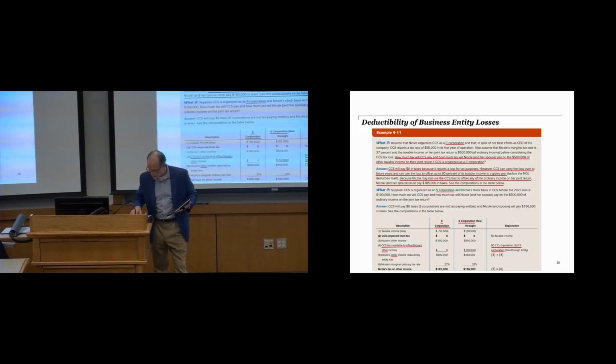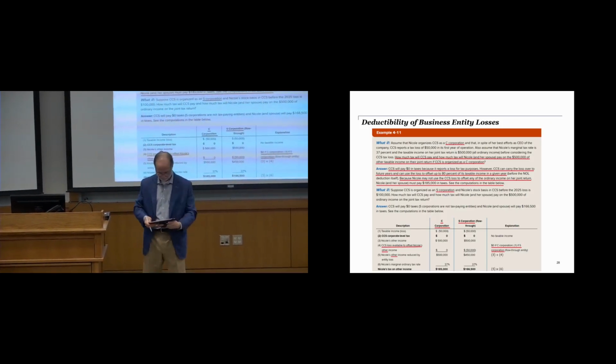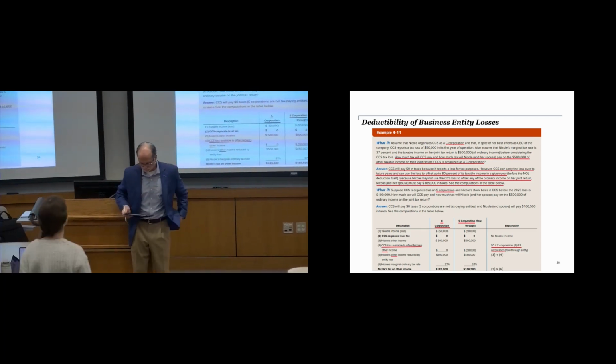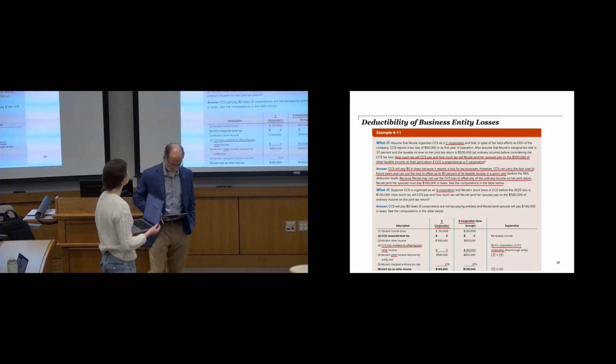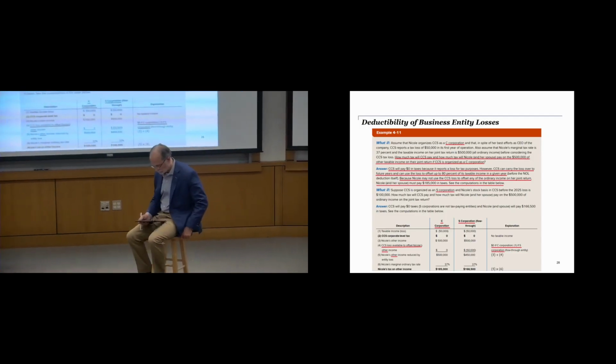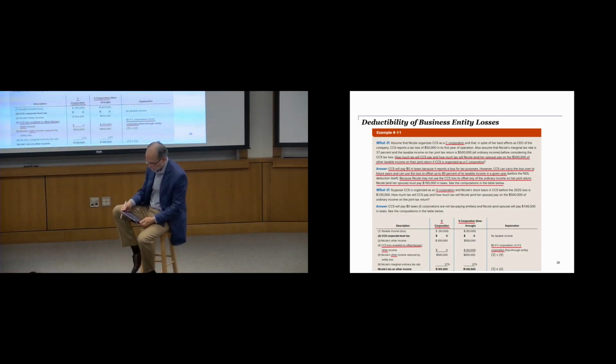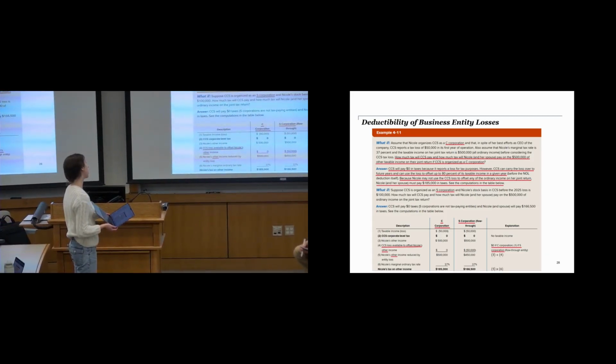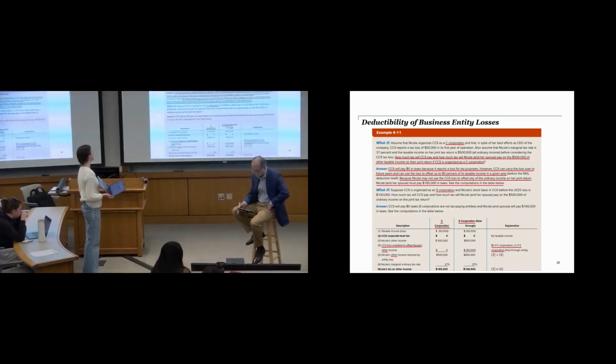Okay, so assume that Nicole organizes CCS as a C Corp and that in spite of her best efforts as CEO, the company reports a tax loss of $50,000 in the first year. Her marginal tax rate is 37%, and the taxable income on her joint tax return is $500,000 in ordinary income before considering the loss. How much tax will CCS pay, and how much tax will Nicole pay on the $500,000 of other income on the joint return if CCS is organized as a C Corp?